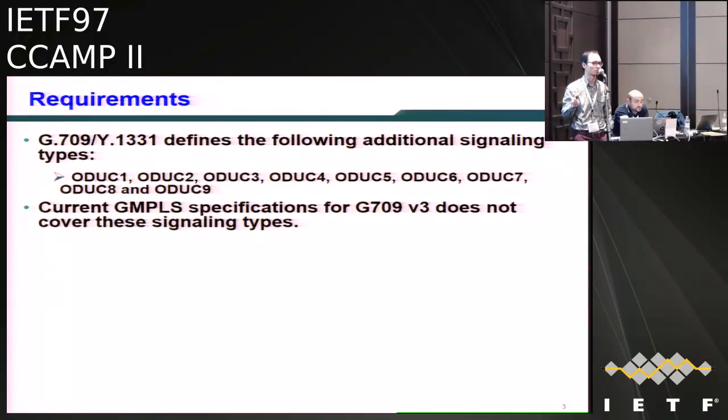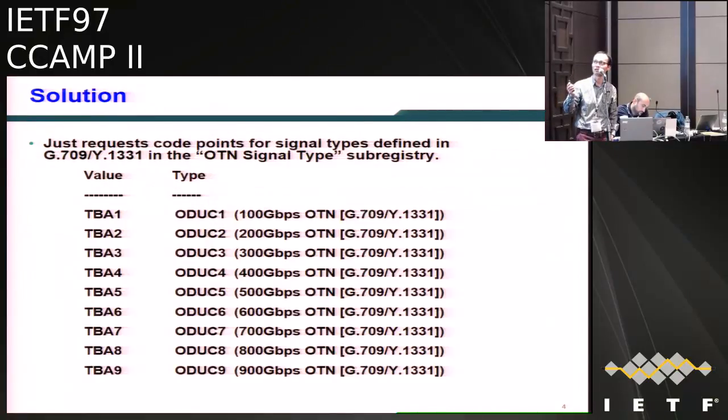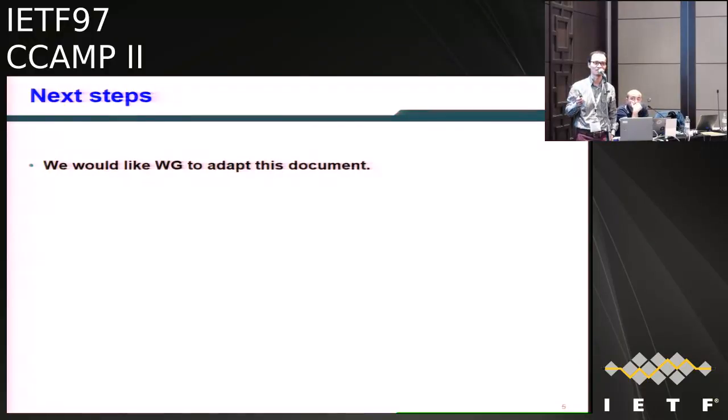We can just jump into the solution draft. This draft is going to make some extension on the signal type to support OTUCn. So you can see this is the list. Right now it can support OTUC1 to 9, and you can figure out if we need more, for example OTUC10, 11, 12. So this draft is really simple and easy for people to understand. My co-authors from Cisco think that this draft is ready for WG adoption.